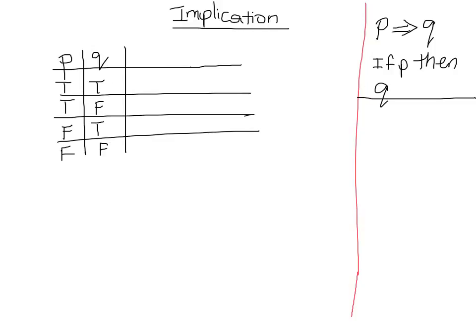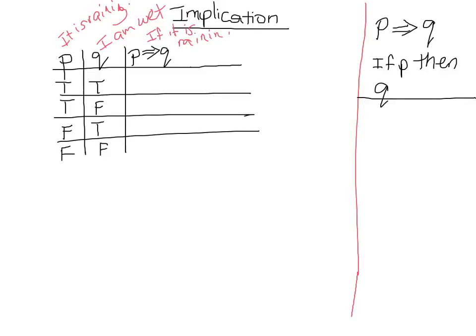If P, then Q. So going back to our original example, P was it is raining, and Q was I am wet. Let's see if we can get this down there. It is raining, I am wet. So if P, then Q means if it is raining, then I am wet.